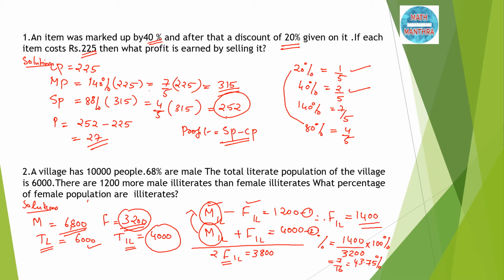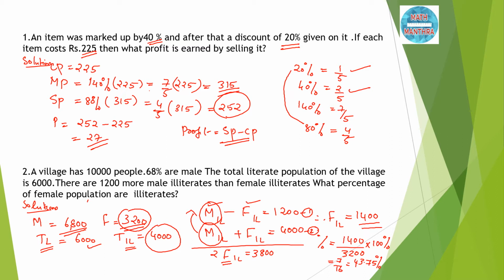So once you get female illiterate, we know the total female 3,200. Take the ratio, you are supposed to find the percentage. Okay, percentage of female population, illiterate population with respect to the total female population. So total illiterate females are 1,400, total females are 3,200. Take the ratio. Again, after getting till up to this, the calculation part we can avoid here.